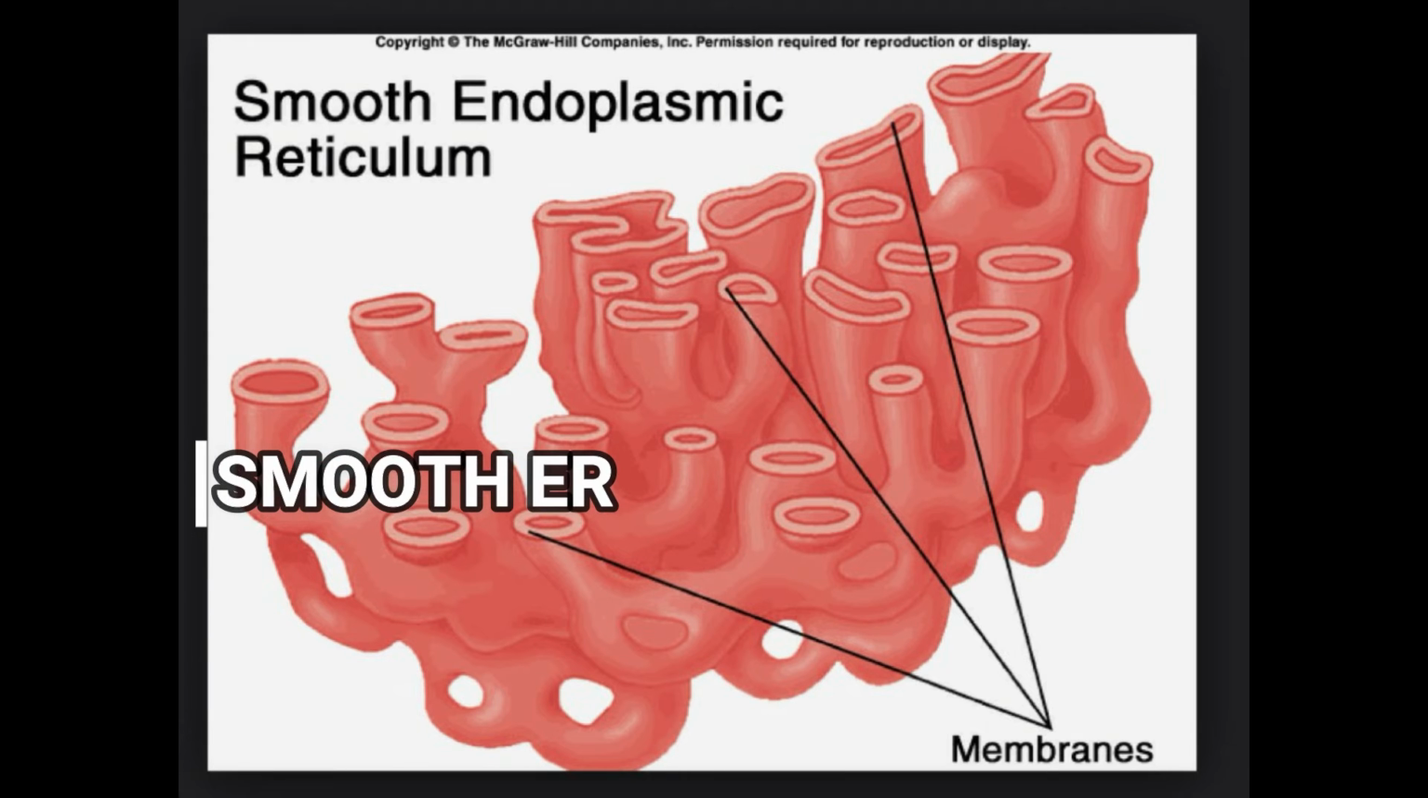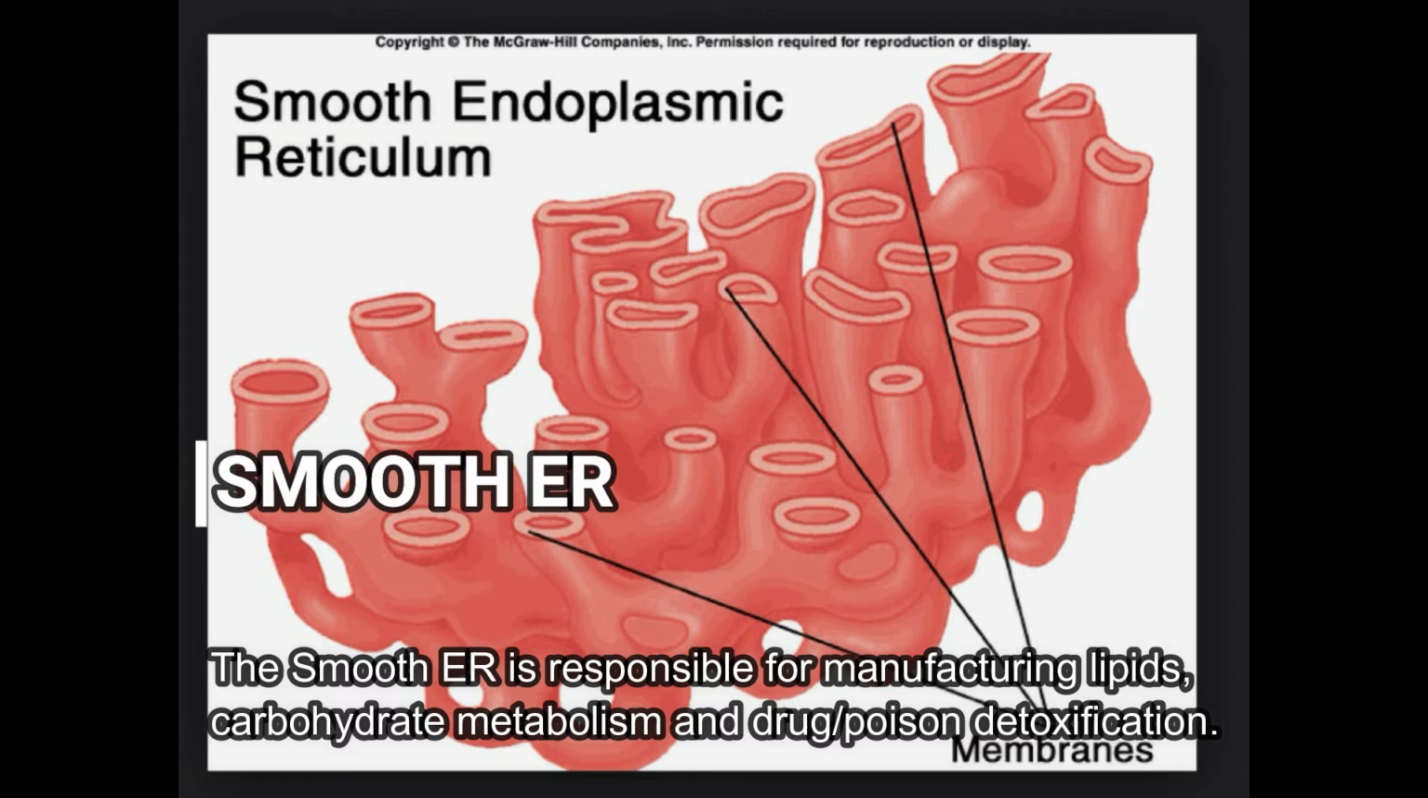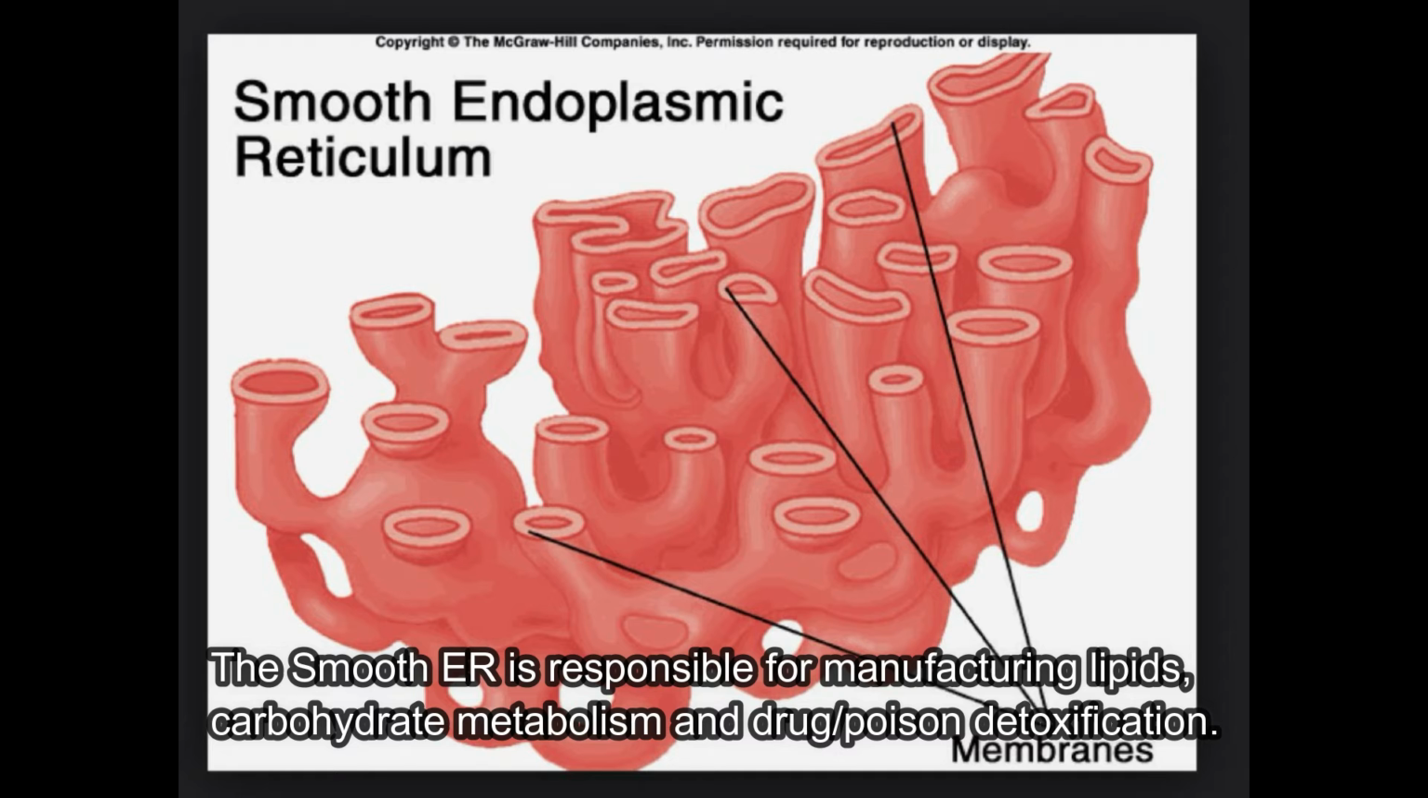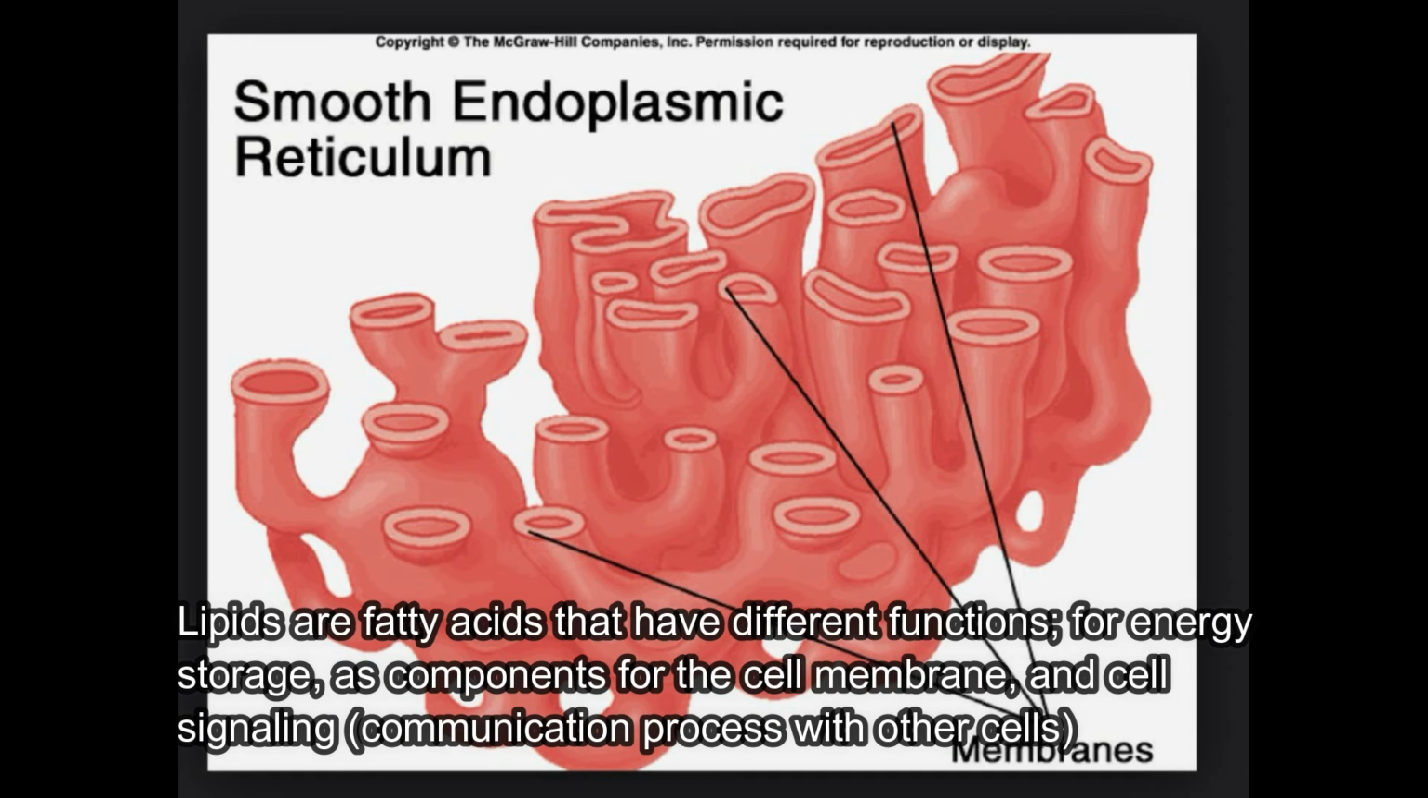The next is the smooth ER. The smooth ER is responsible for manufacturing lipids and carbohydrates, metabolism, and drug or poison detoxification. Lipids are fatty acids that have different functions, such as energy storage, serving as components of the cell membrane, and cell signaling, like the communication process with other cells.